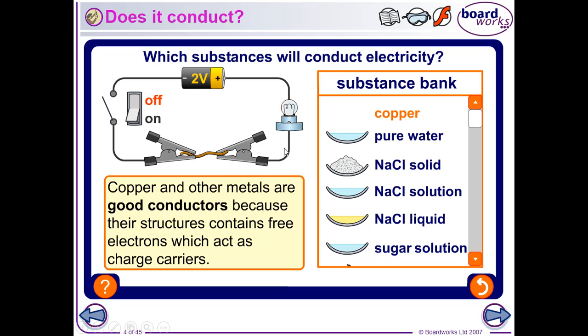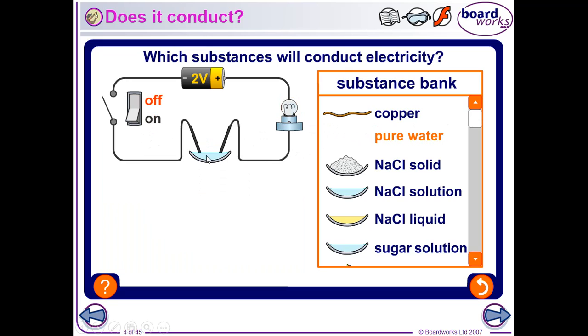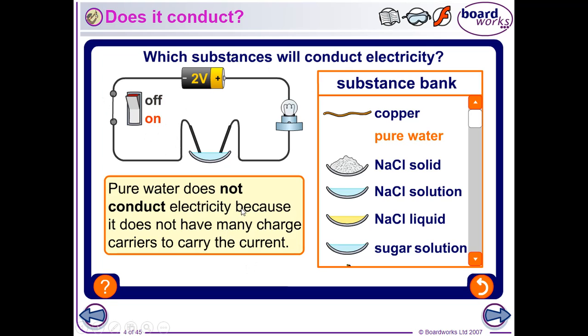Now you have a table in your Google Doc to complete as we go along. So switch off the circuit and let's take pure water. Now if I put some pure water in this circuit, does it conduct? Pure water does not conduct electricity because it doesn't have any charge carriers. It doesn't have any ions in it to carry the charge.